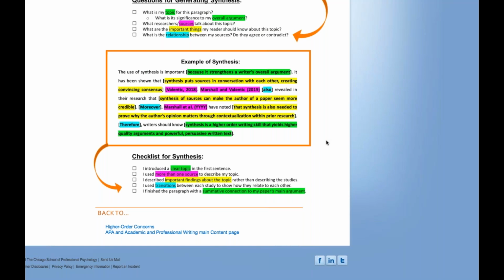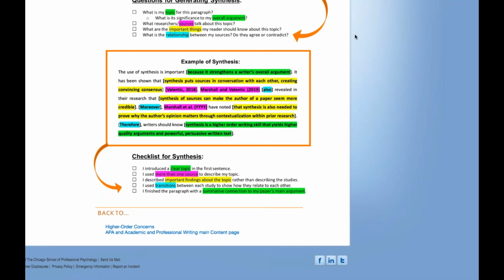I used transitions between each study to show how they relate to each other. So here, using the blue highlighting, we can see 3 transitions, which is good because I have 3 sources. This means that I probably used enough transitions to explain the relationships between the sources that I used in my synthesis. I finished the paragraph with a summative connection to my paper's main argument. I did. Synthesis is a higher order writing skill that yields higher quality arguments and powerful persuasive written text. So here we can see that I have completed my checklist for synthesis, and this is a good example paragraph to use when comparing our own writing to here.